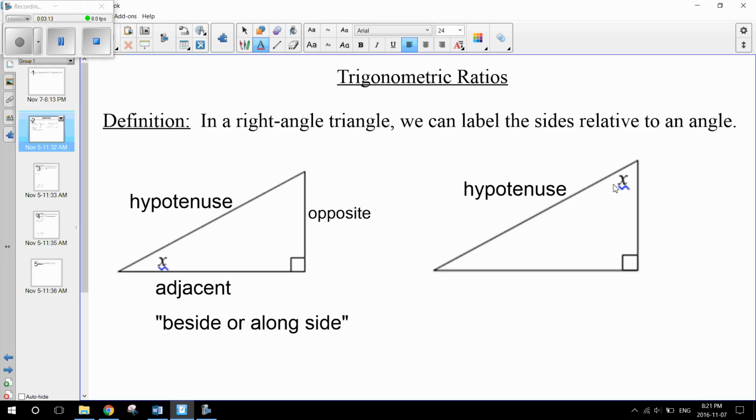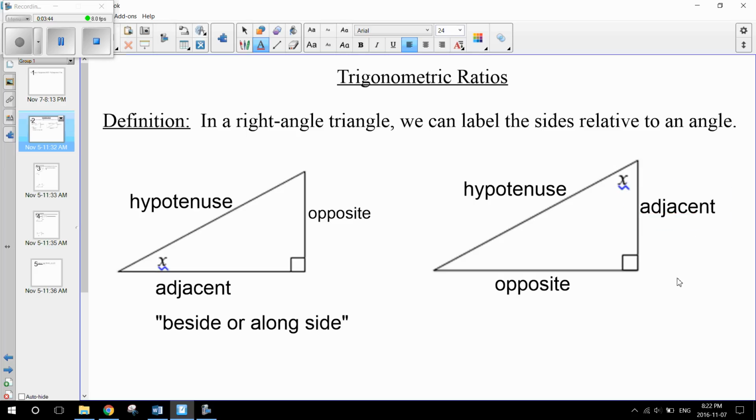But now what's going to change is our opposite and our adjacent, because now our angle's up at this top piece here. So now when we go across and find the side that's opposite to that angle, it's the one that's down here. This is the one that's opposite to the angle because it's across from this angle. And then the side that's alongside or beside this angle, that's this tall one sitting up here, and that's now the adjacent.